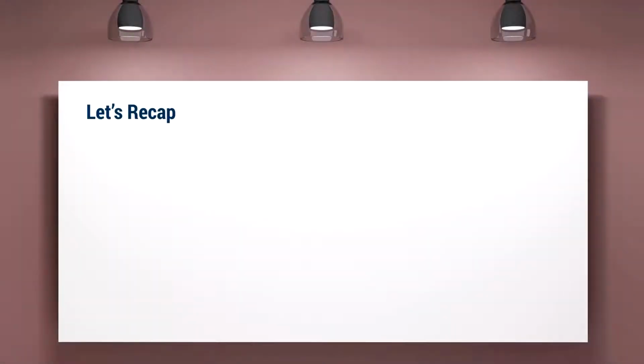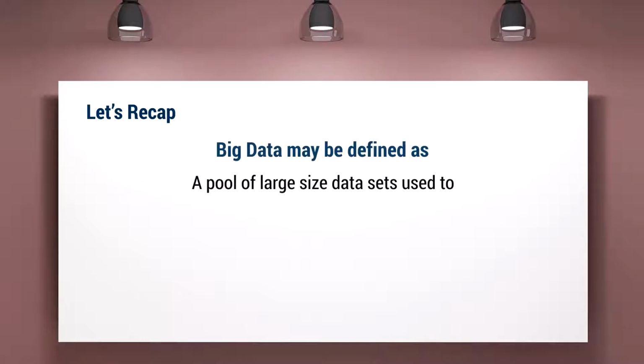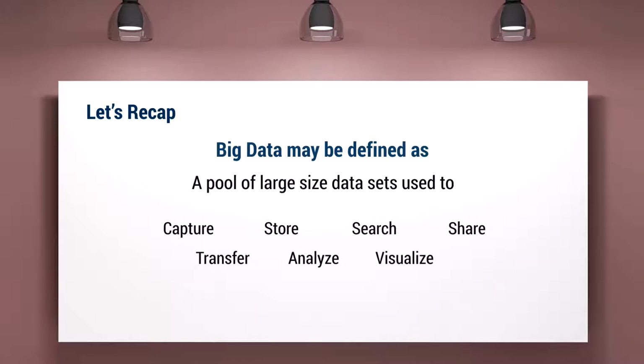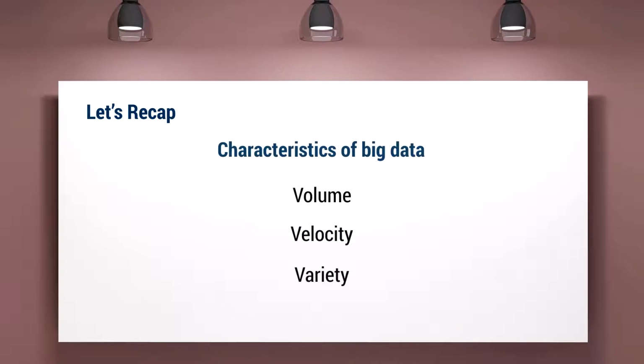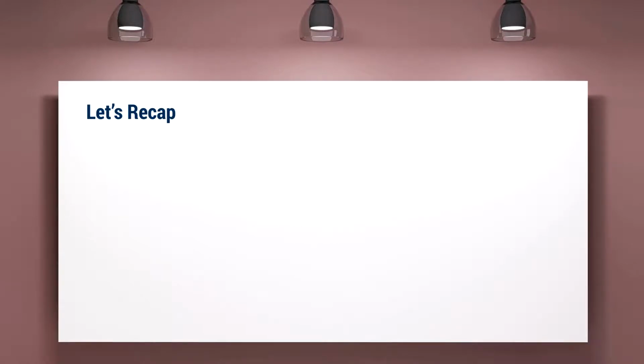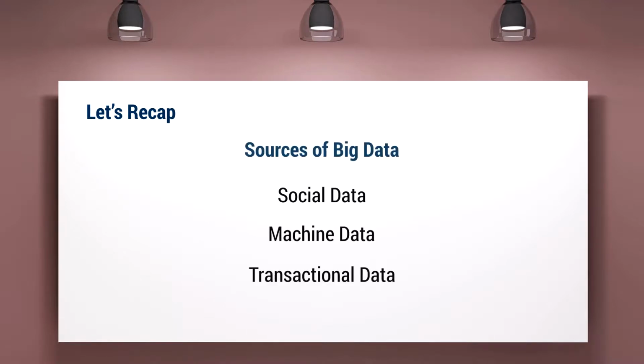Let's do a quick recap of what you've learned in this session. Big data may be defined as a pool of large-sized data sets used to capture, store, search, share, transfer, analyze, and visualize related information or data within an acceptable elapsed time. This data is not only voluminous, but is also being generated at high speeds and is varied. This volume, velocity, and variety of data are the characteristics of big data. Social, machine, and transactional data are the various sources of big data.